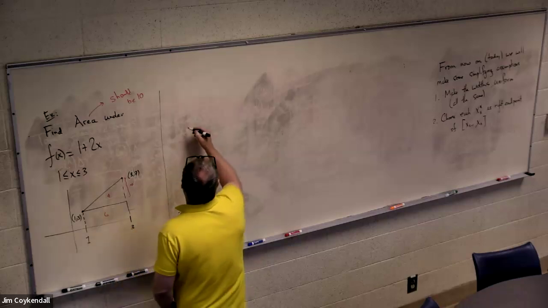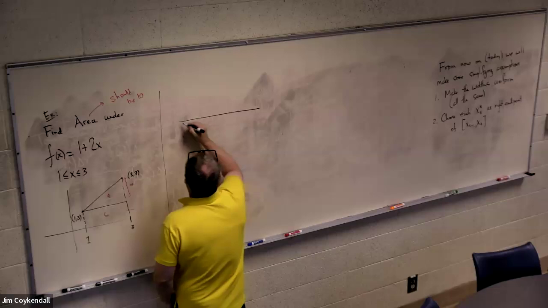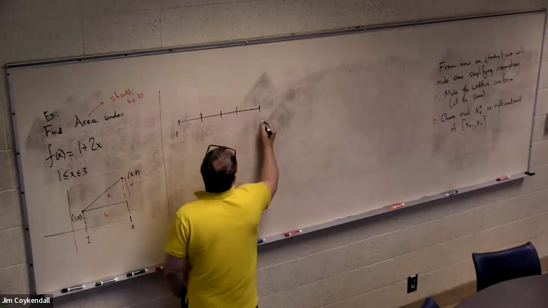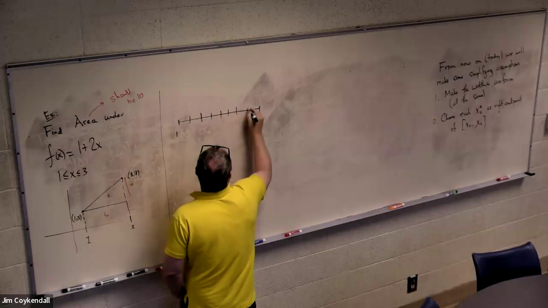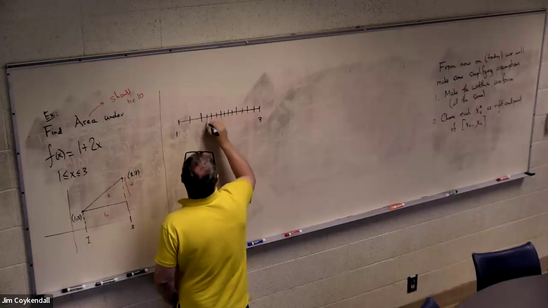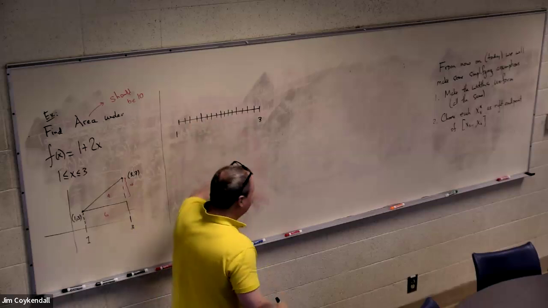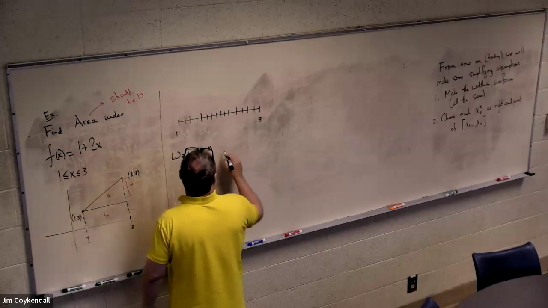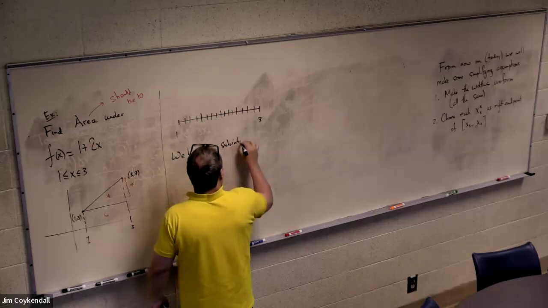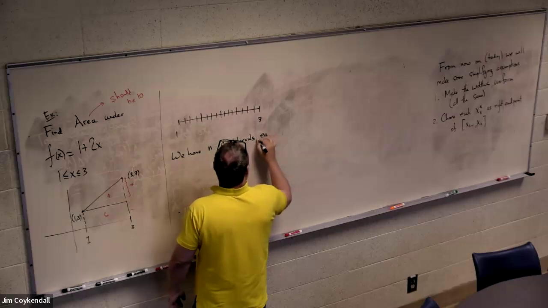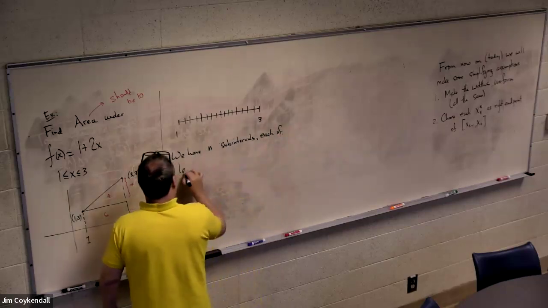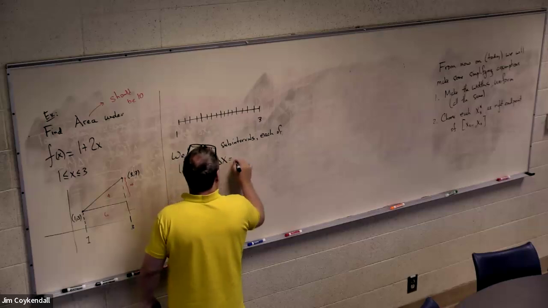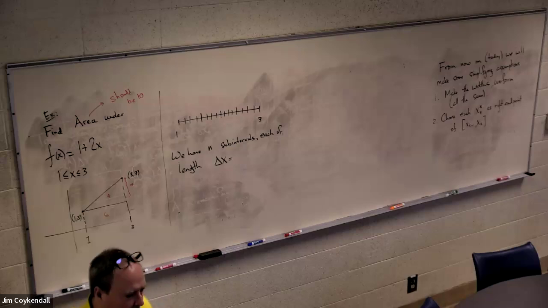So let's see what we're doing here. Don't have to really draw this function, but do it here. This is 1, this is 3. And I am pretending that I have uniform spacing. So we have n subintervals, each of length... what should the width of each subinterval be here?